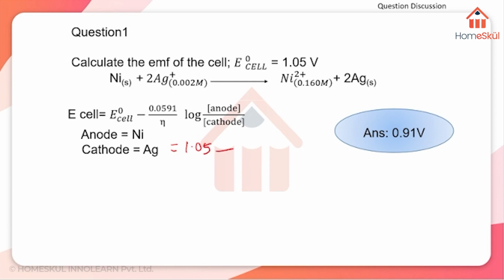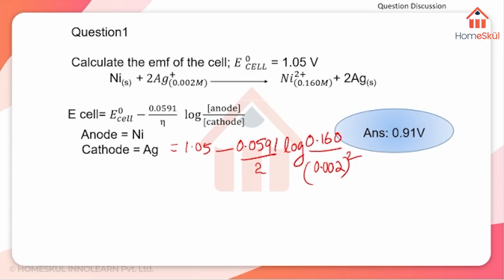For the standard electrode potential, our value is 1.05 volt. So 1.05 minus 0.0591 by n. n is the number of electrons, it's 2 here. So I'm writing 2, log concentration of anode. Anode is nickel, and in the question you can see the concentration is 0.160, by concentration of cathode. Cathode is silver, that is about 0.002. And you can see 2 silver is there, so I'm going to put a 2 here, the whole square.